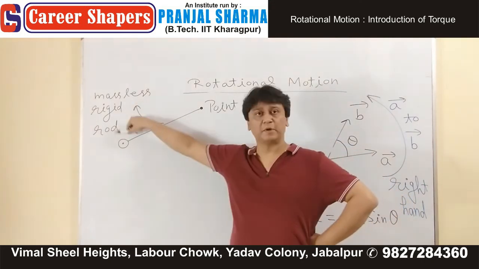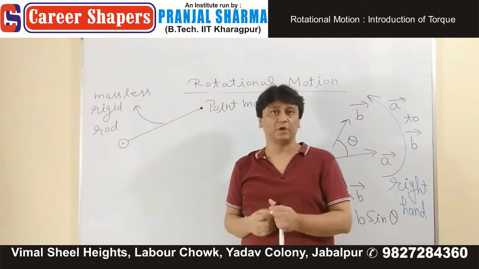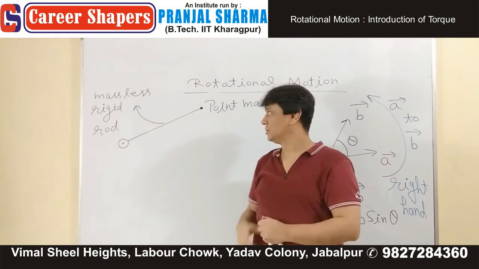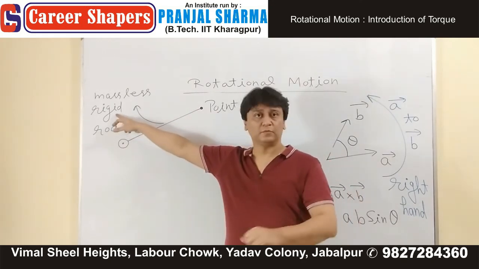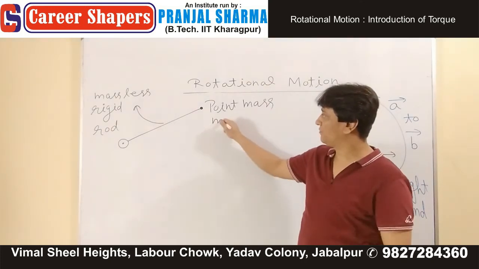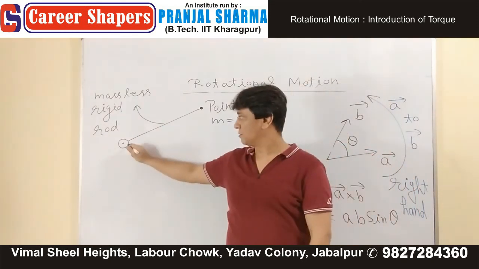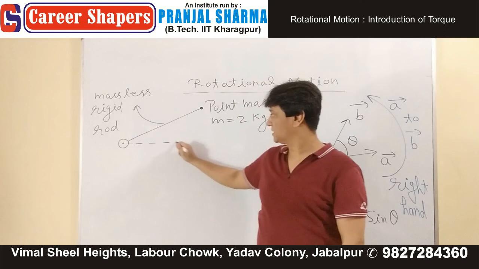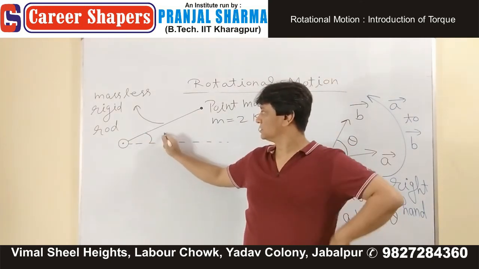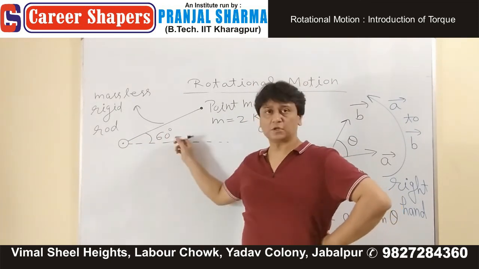ये सब बोलने का क्या मतलब है? मासलेस रिजिड रॉड. हमारे पास एक मासलेस रोप भी होती थी, लेकिन अगर रोप को आप रिलीज करोगे तो it will simply collapse. If you have a rod, then it remains what? Rigid. So this point mass is of 2 kg and the rod makes an angle of 60 degrees with the horizontal like this.